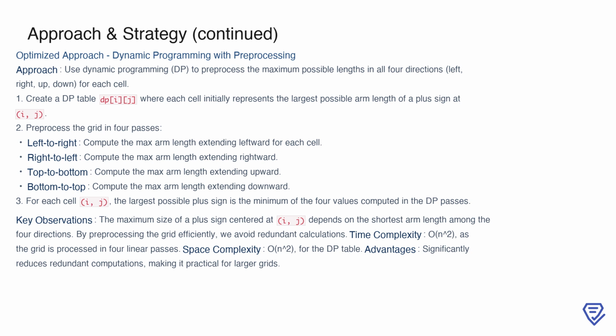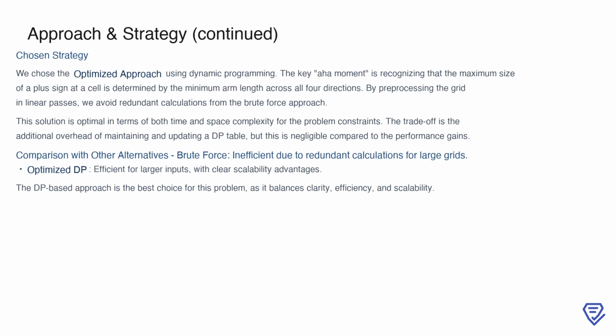The time complexity of this approach is O(n squared), as each pass processes the grid linearly, and the space complexity is also O(n squared), due to the DP table. This method is a significant improvement over brute force, as it balances computational efficiency with clarity. The chosen strategy for this problem is the optimized approach using dynamic programming.